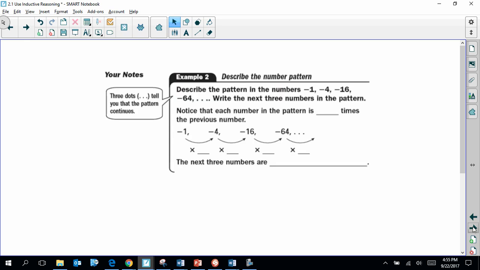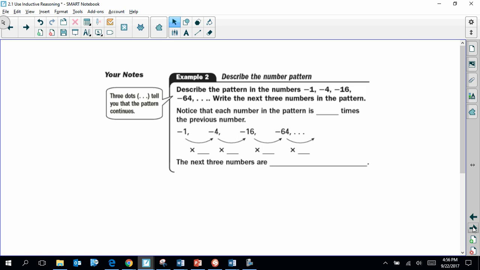Now, here it's asking us to describe a number pattern. How is the number pattern changing each time? Back in Algebra 1, you would have looked at a table to see if it has a constant rate of change, to tell if it's linear, and if it's not linear, how the numbers are increasing from one term to the next. So we want to know how this number pattern is changing, to figure out the next three numbers in the sequence.